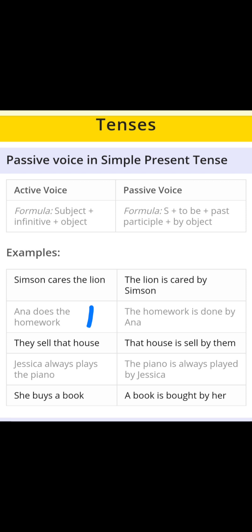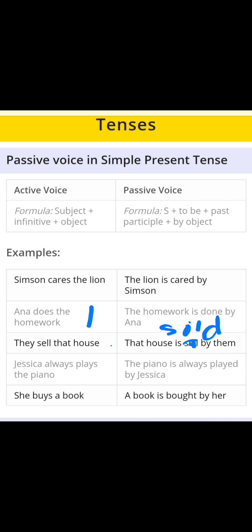The homework is done by Anna. They sell that house. That house is sold by them. Here I had made a mistake. It is not "sell", it is "sold". They sell that house. The house is sold by them.